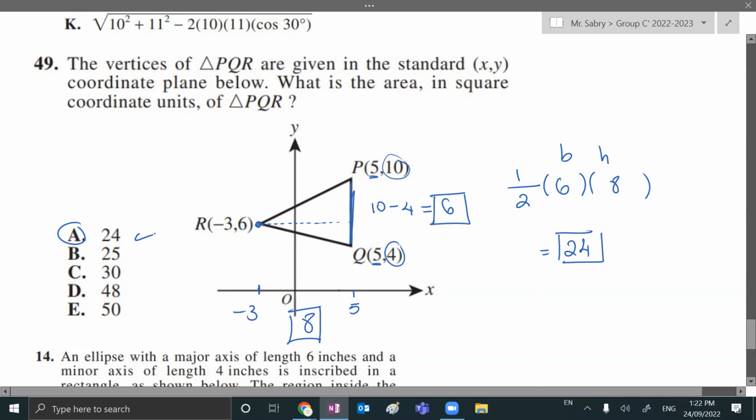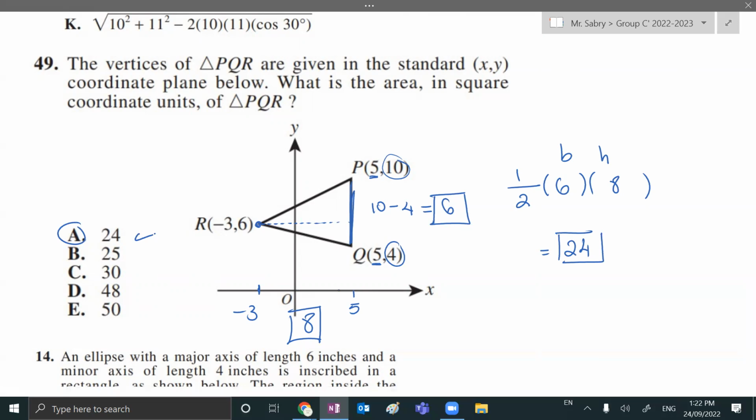Why didn't I do the distance here, opening a root and doing y2 minus y1? Okay, you want the distance between any two sides. Why do we use the distance formula? In order to get the length of a side. Which side do you want its length? I don't know, that's a problem.